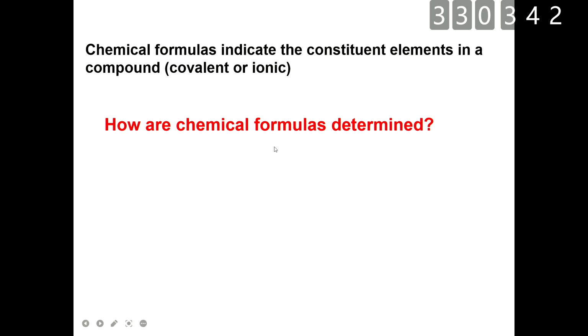So how are chemical formulas determined? Now we know basically there are two kinds of chemical compound. One is covalent compound, another is ionic compound. So how to determine their formulas?